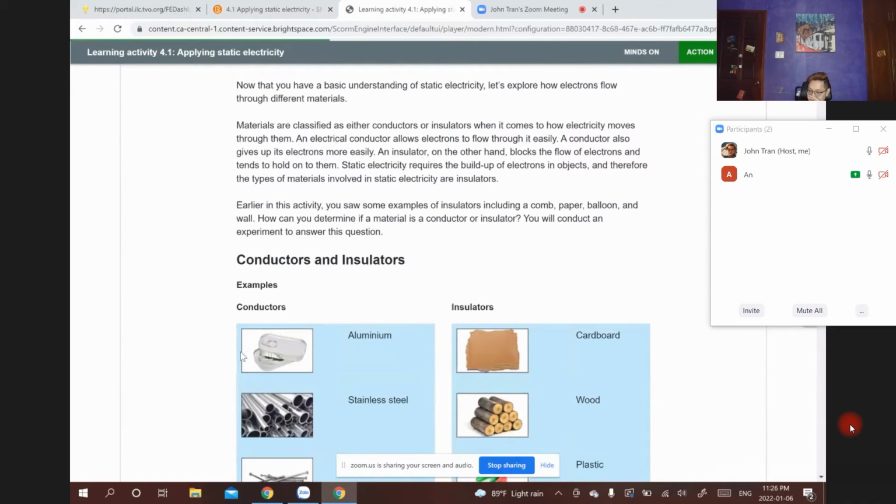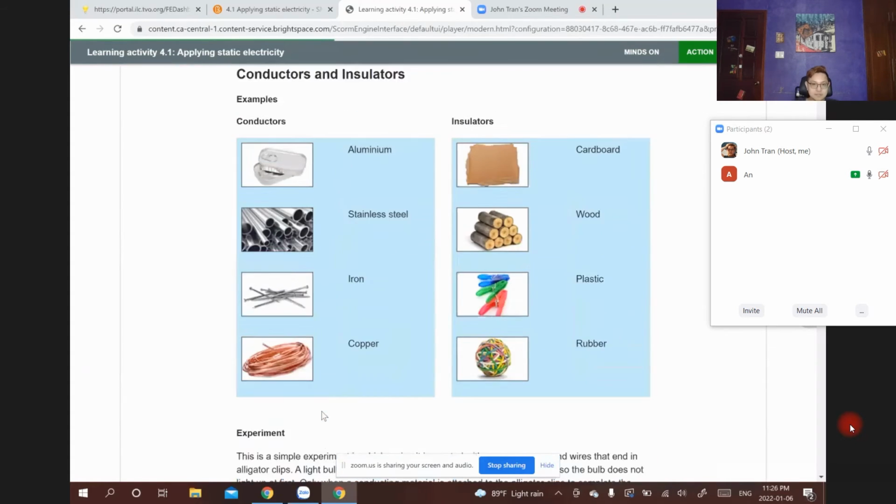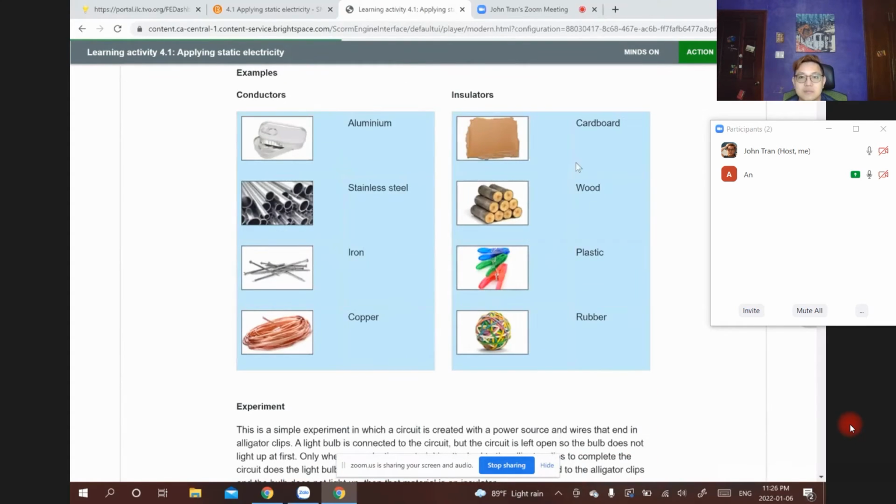Examples of conductors and insulators. Conductors: aluminum, stainless steel, iron, copper. Insulators: cardboard, wood, plastic, rubber.